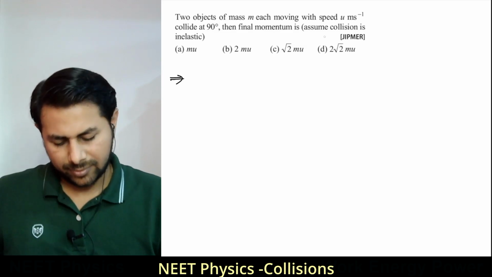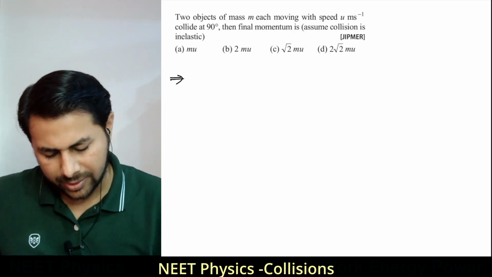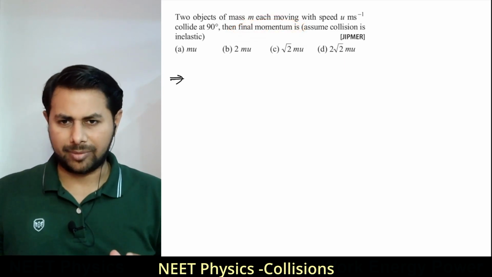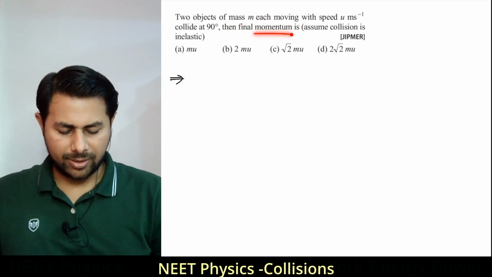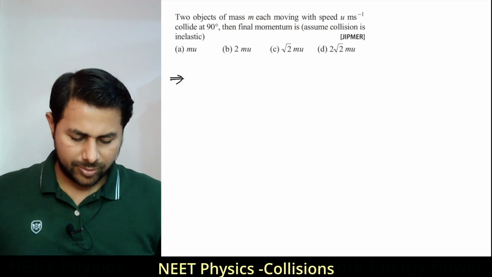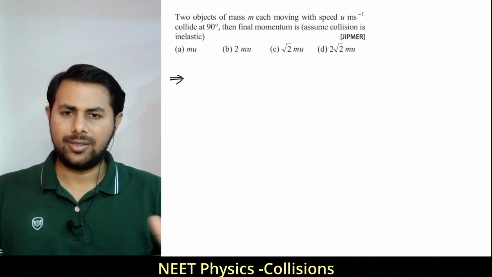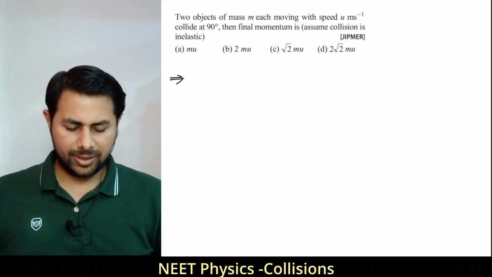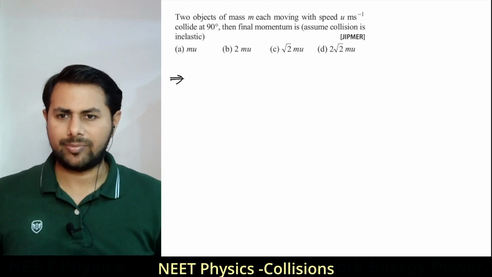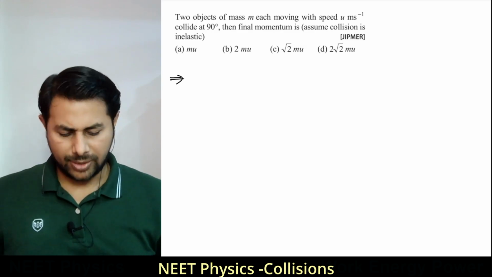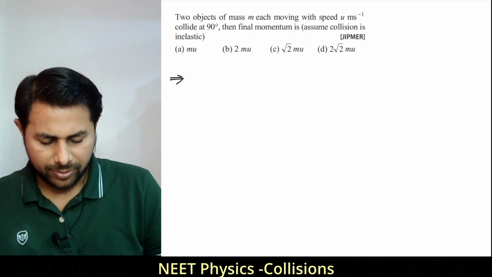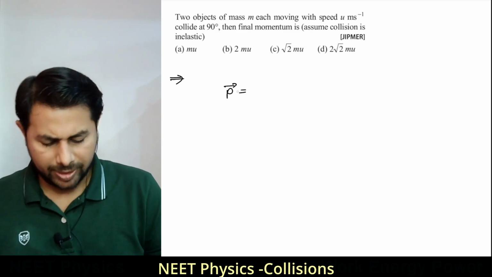Okay, final momentum means to find out the total final momentum, right? Because now they are asking about the two combined objects, right? But if they just say the final momentum, so total final momentum is just equal to total initial momentum always. Okay, all right, so what will be total final momentum? Just equal to p bar is just equal to initial momentum, we can say.